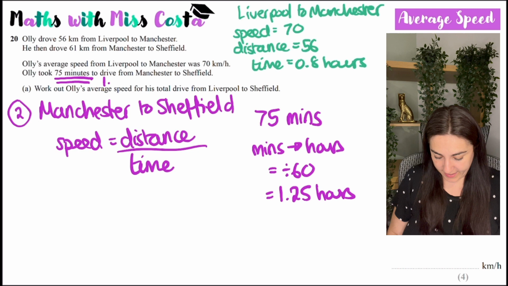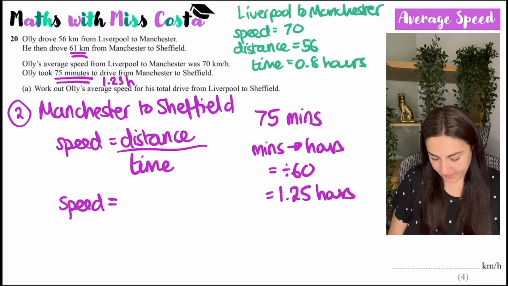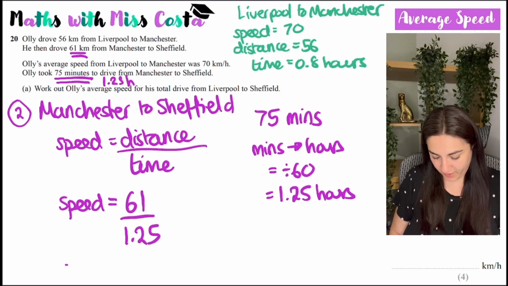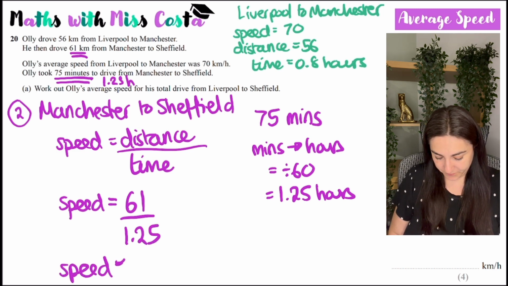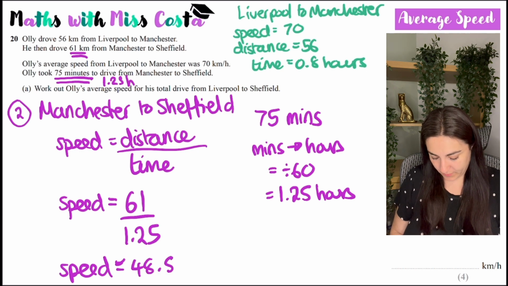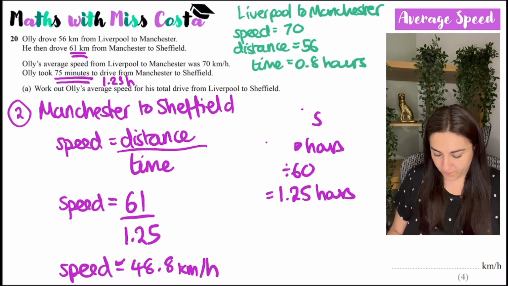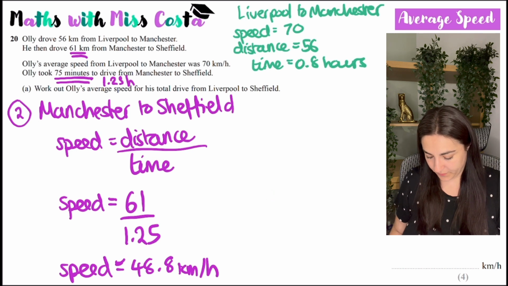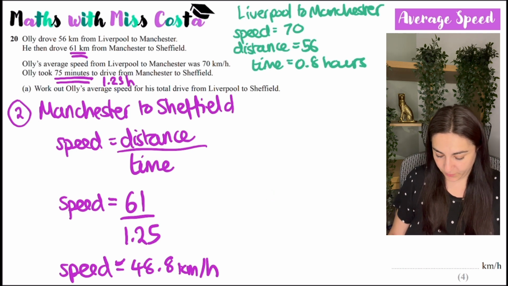So I know that, 1.25 hours. And I also know that the distance is 61. So the speed is going to be the distance, which is 61, divided by the time, which is 1.25. So his speed is 61 divided by 1.25, which is 48.8 kilometers per hour.